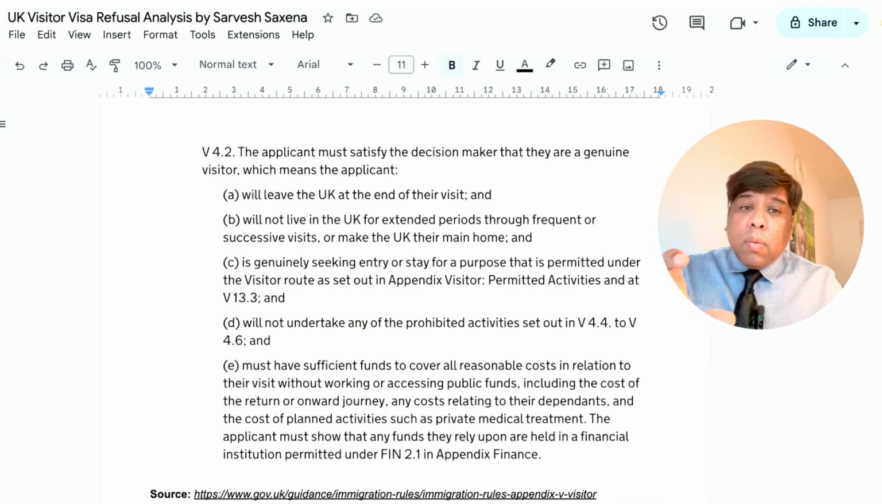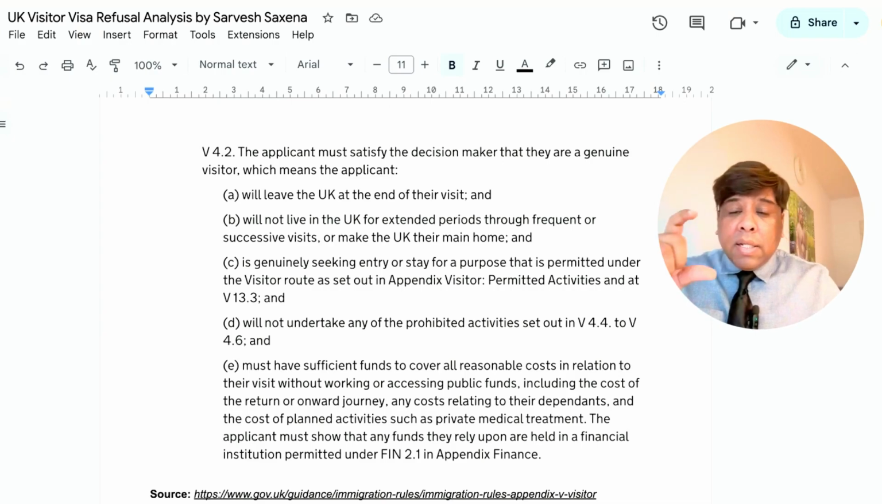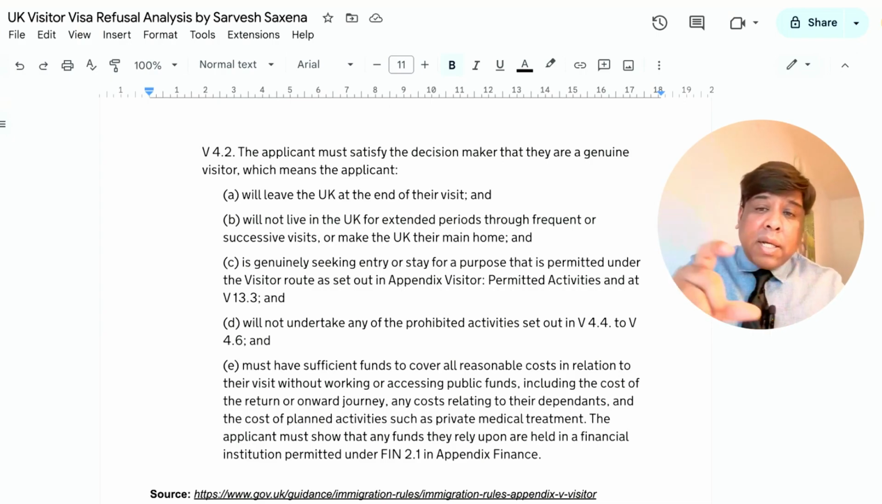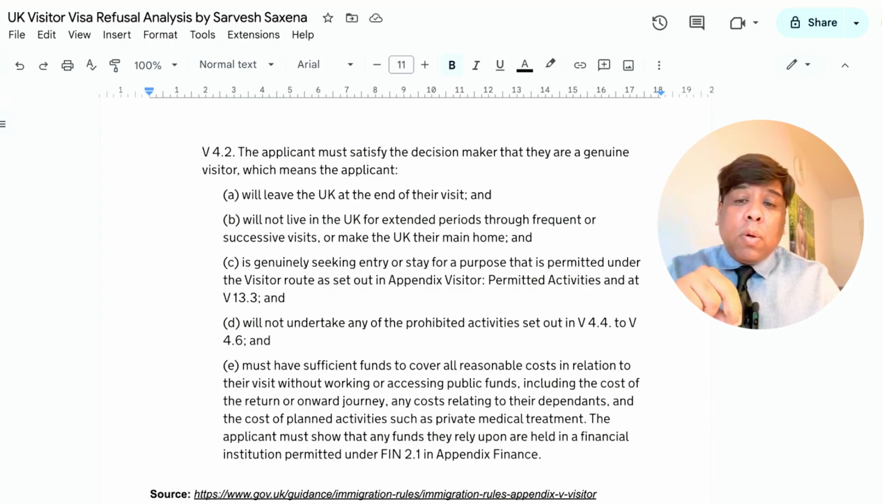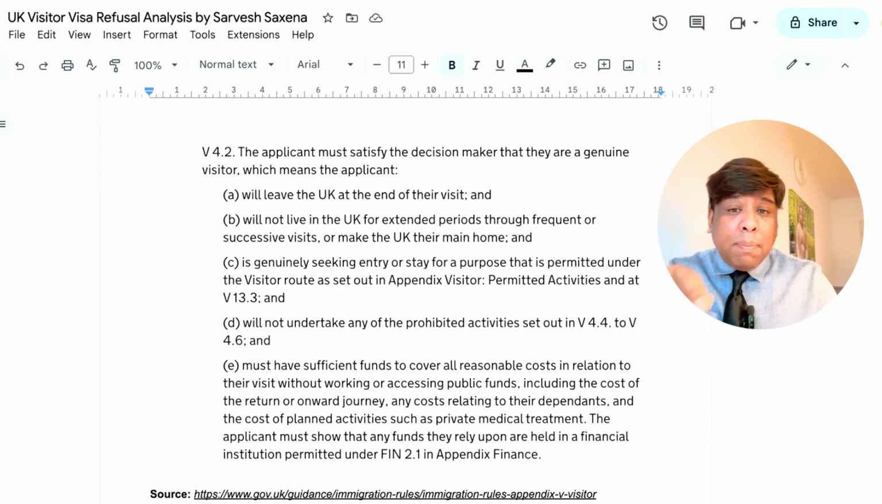Then they will see, okay, there was a next visit, again a similar pattern, then another visit, again a similar pattern, and then they will say, I'm not satisfied that you're a genuine visitor because you've stayed in the UK for extended periods, frequent successive visits, and you made the UK your main home. And therefore, I'm refusing you on the grounds of V 4.2 Part B. Right? So they just need one of these grounds to refuse you.